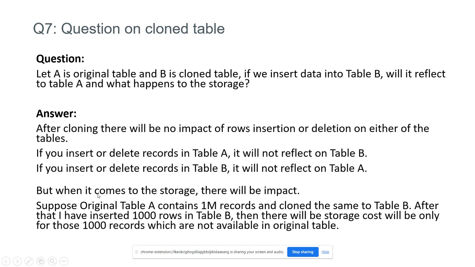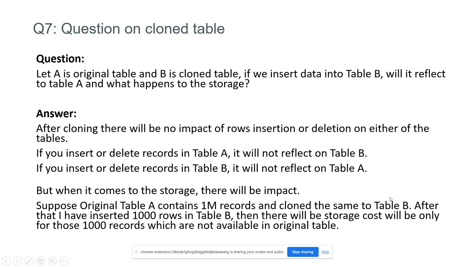How? Let's see. Suppose original table A contains 1 million records, and I have cloned table A to table B. After cloning, even table B will contain 1 million records. Whenever we clone, it will not take separate storage. That is the concept of zero copy cloning, right? With zero additional cost, it maintains a copy of the data. So now table A and table B both have 1 million records, but only table A contains the storage. Table B is just a clone of table A.